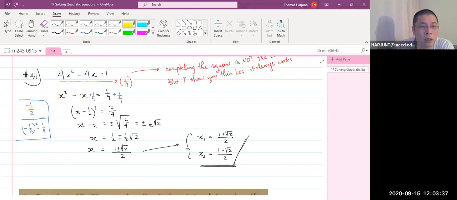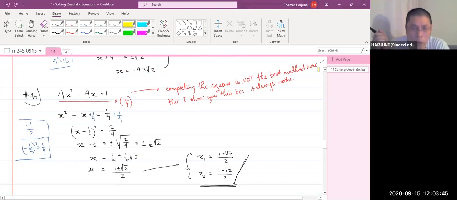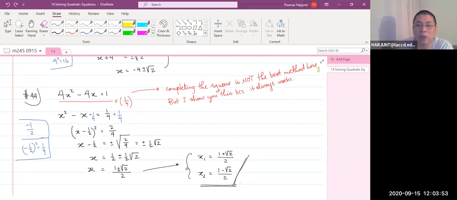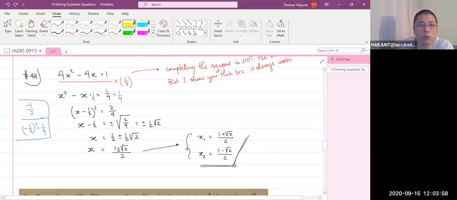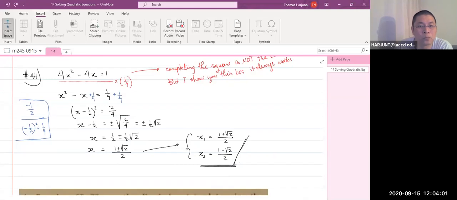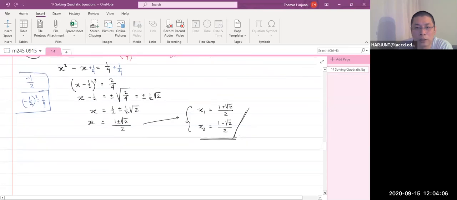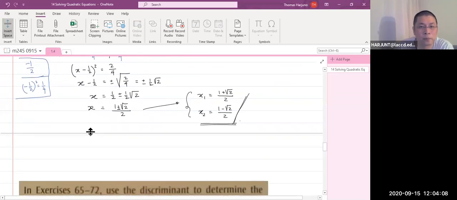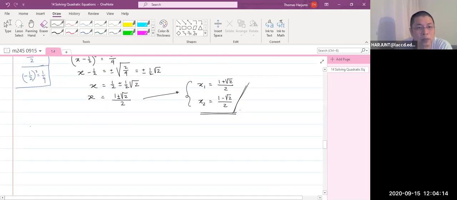Okay? But I show you this again just to emphasize that completing the square is a method that works all the time. It's just that at times it's not the best method. Under the situation that we have in number 44, it is actually better to use the formula. Now, the quadratic formula is as the following. Last method, quadratic formula.